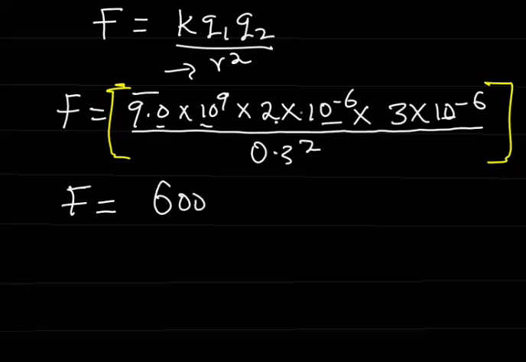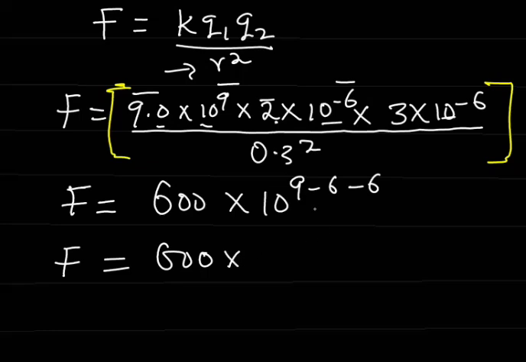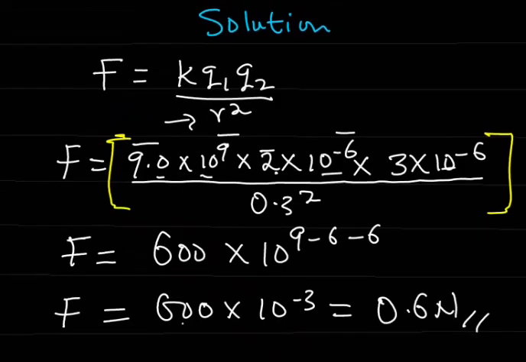Now I have dealt with all this, so I'm left with the powers of 10. How do I work on the powers of 10? That's times 10 raised to the power 9. Of course, this is indices, so you just add the powers: 9 minus 6 minus 6. At the end of the day, I'm having 600 times 10 raised to the power minus 3. You know very well, 600 times 10 raised to the power minus 3 is the same as 600 times 1 all over 1000, and you end up having 0.6 Newton. So I hope that is well understood.